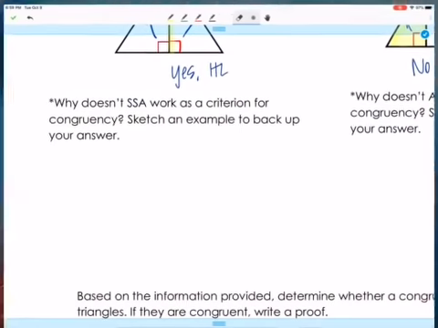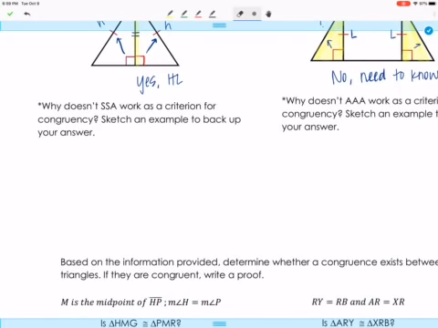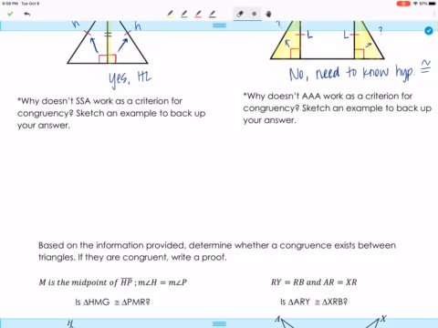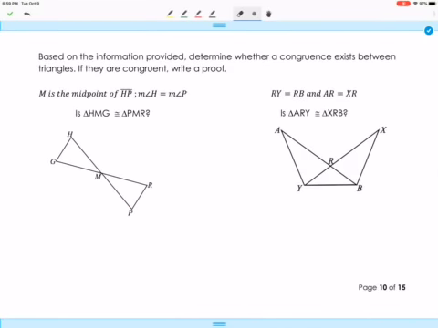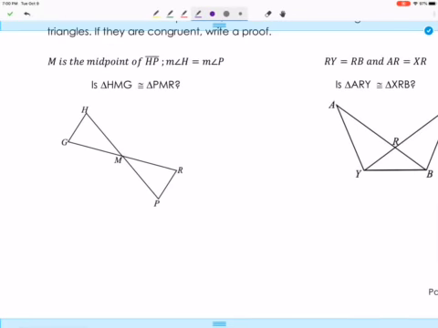Okay? So take whatever notes. You can go back and pause and rewind the video, whatever, for those two questions to kind of help you understand. Put it in your own words. Okay? All right, based on the information, determine whether or not a congruence exists between the triangles, and if so, write a proof.